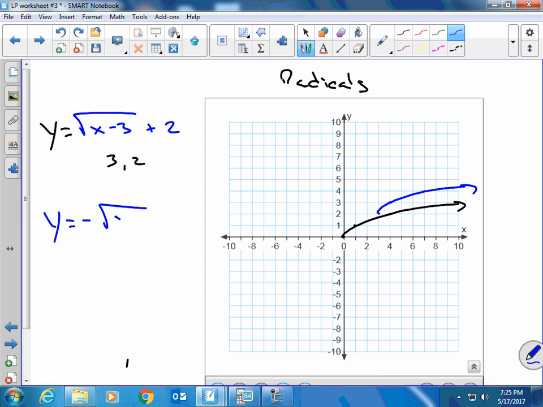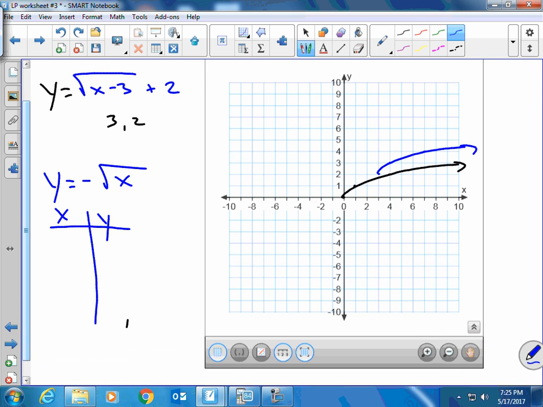What do you think that does to my graph? That's going to flip my graph upside down. Why? Think about what this does. When x is 0, y is still 0, because a negative 0 doesn't make sense. When x is 1, the square root of 1 is 1, and the negative makes it a negative 1. When x is 4, the square root of 4 is 2, and the negative makes it a negative 2. When x is 9, the square root of 9 is 3, and the negative makes it a negative 3.